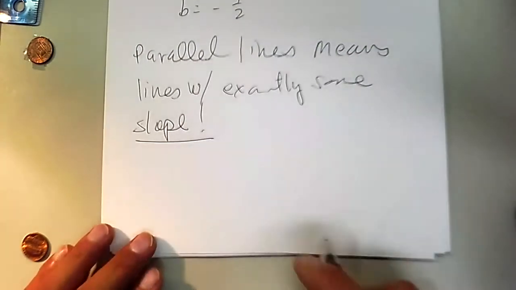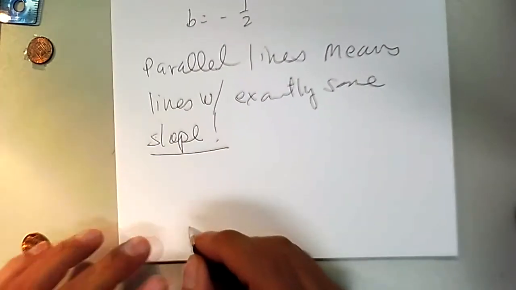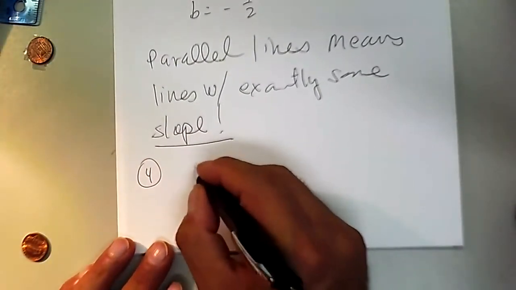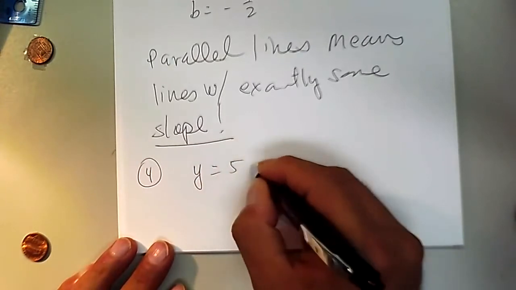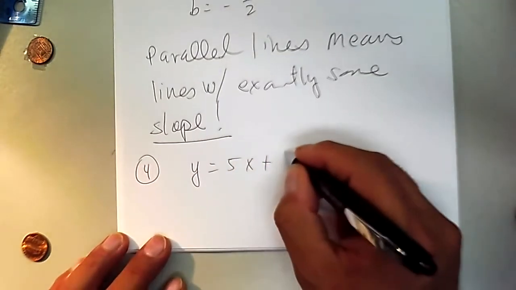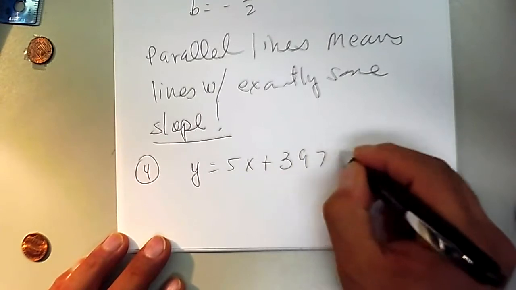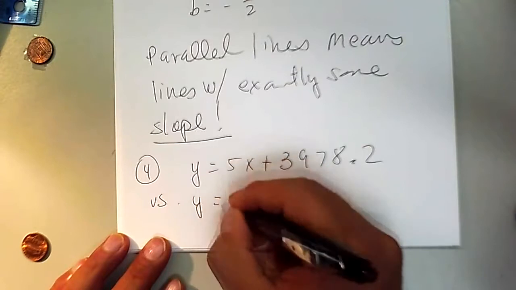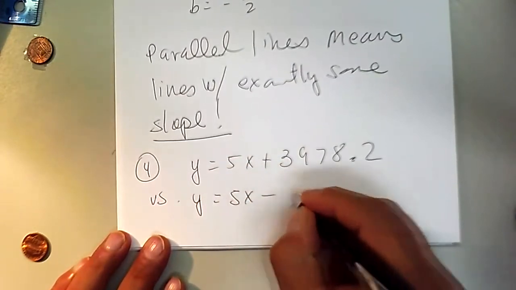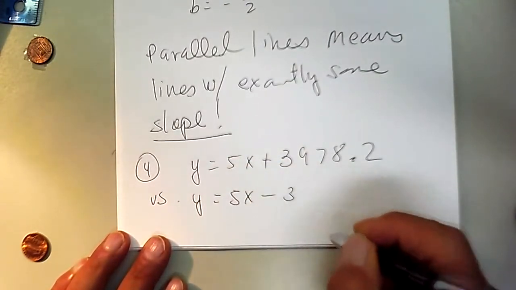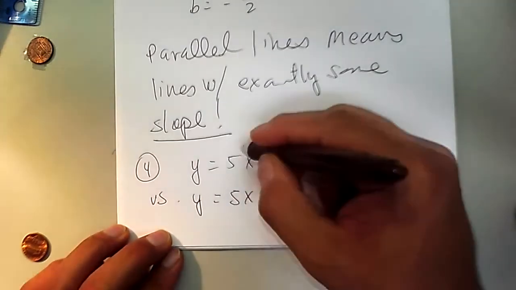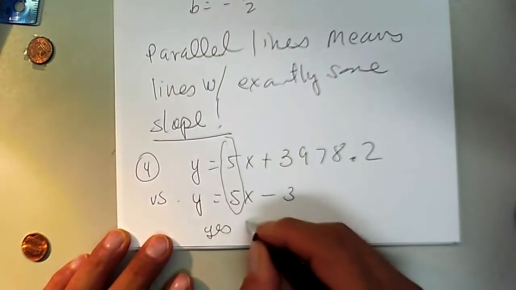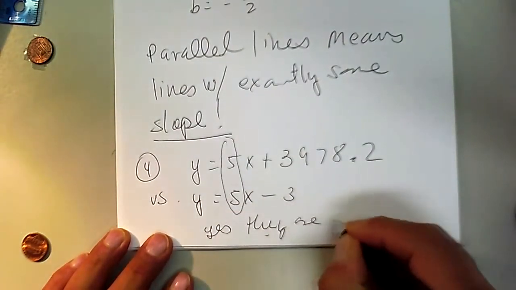As an example, y equals 5x plus 3,978.2 versus y equals 5x minus 3. Those are two lines. Are they parallel? All you have to look at is whether the slopes are the same. So yes, they're parallel. Yes, they are parallel.